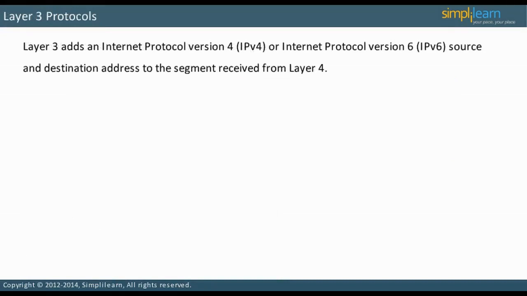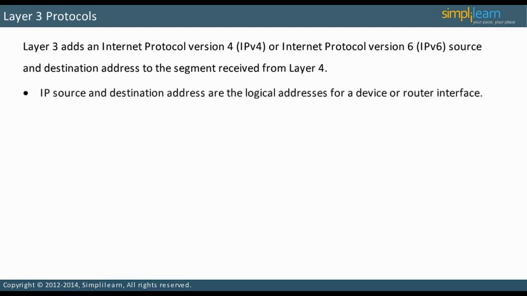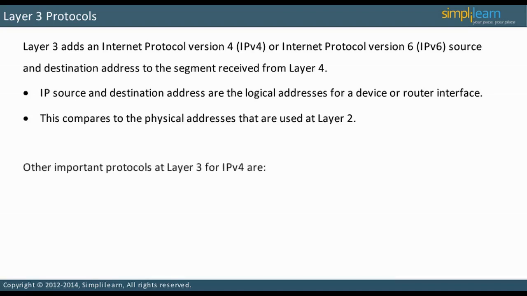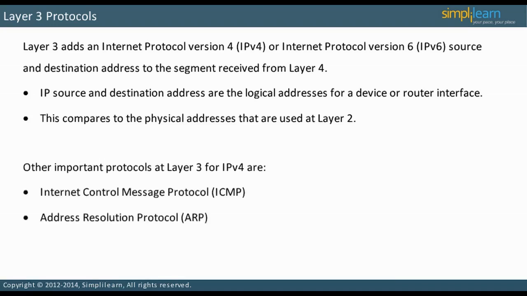Layer 3 adds an Internet Protocol version 4, IPv4, or Internet Protocol version 6, IPv6, source and destination address to the segment received from Layer 4. IP source and destination addresses are the logical addresses for a device or router interface. This compares to the physical addresses that are used at Layer 2, for example, Media Access Control, MAC, addresses for Ethernet. Other important protocols at Layer 3 for IPv4 include Internet Control Message Protocol, ICMP, and Address Resolution Protocol, ARP. Let us begin with ARP in the next slide.